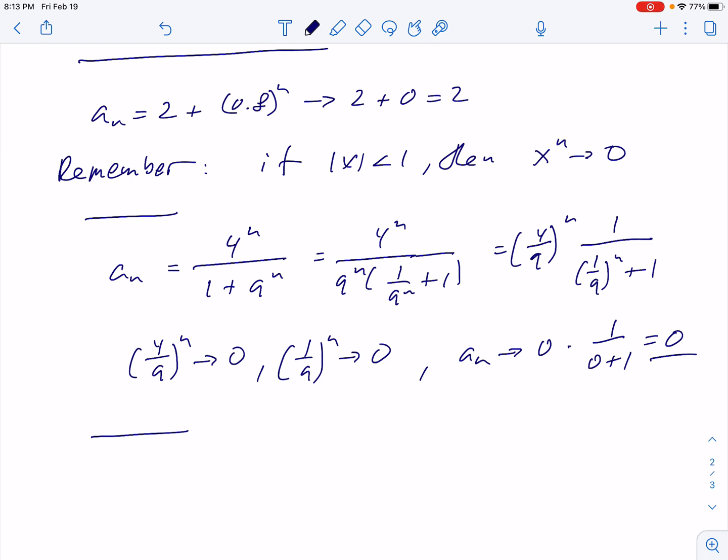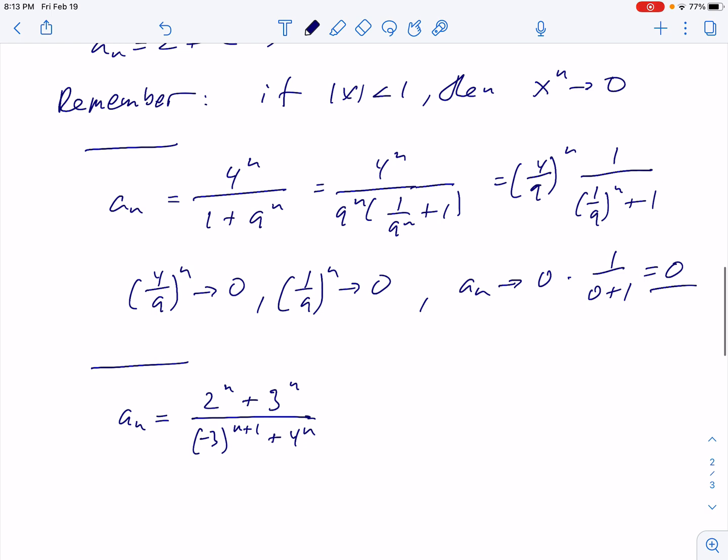Maybe one more example of the same nature will be helpful. Look at the sequence a sub n, which is 2 to the power n plus 3 to the power n, divided by negative 3 to the power n plus 1 plus 4 to the power n. How to deal with this?